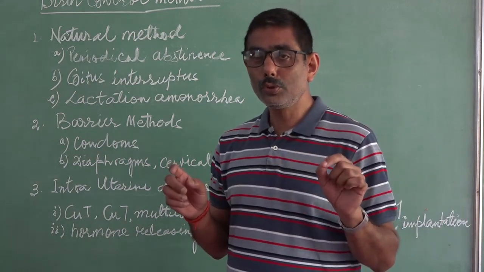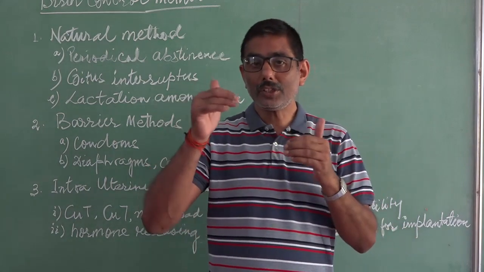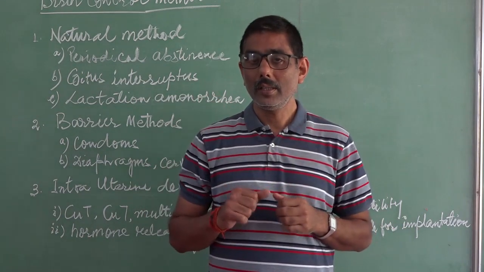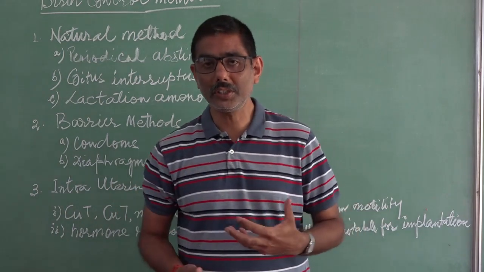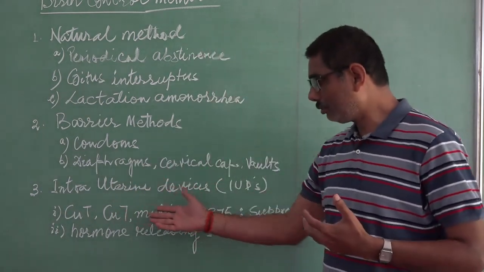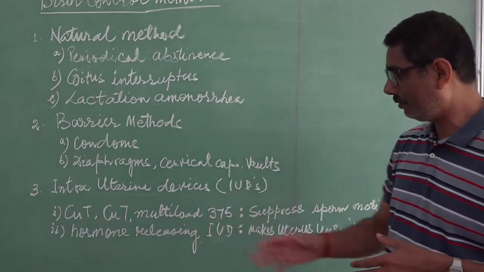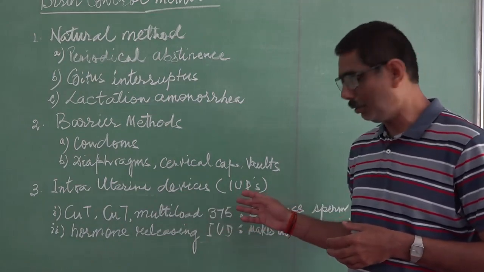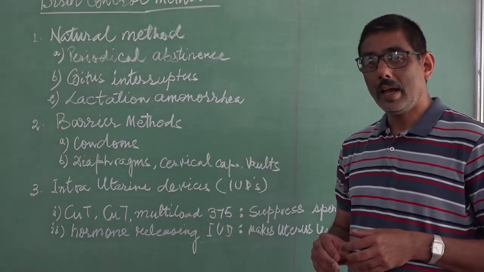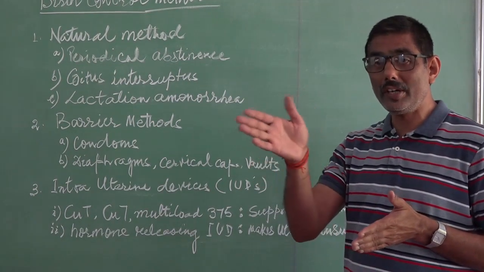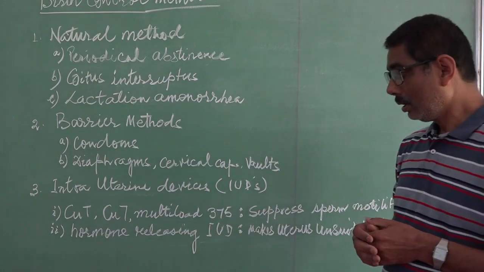Now suppose a T-shaped copper is placed in the uterus, then the uterus will have some irritation and there will be a lot of mucus secretion. So if they introduce the copper Ts or copper 7 or multi-load 375, these are all copper releasing IUDs, they suppress sperm motility. And if the sperms do not move and reach the fallopian tube, there will be no fertilization.